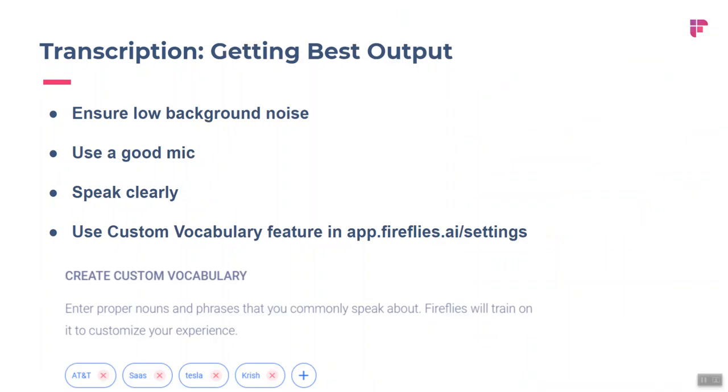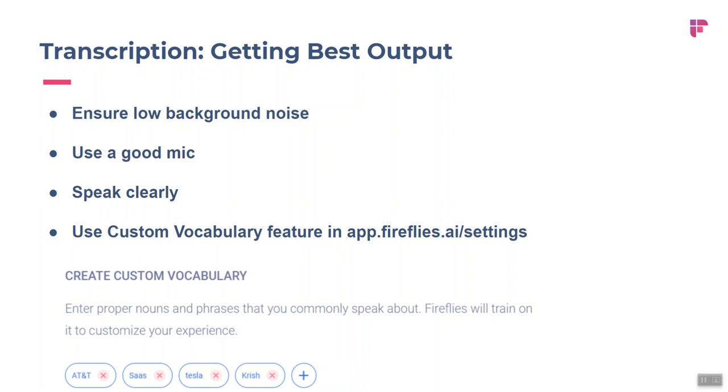So how can you ensure that you get the best output? To ensure the best output, you want to make sure that there's low background noise, that you're using a good mic. Sometimes, if you're a salesperson, you're using a headset. Make sure that you are speaking clearly so that there are no slurs or overlap in conversation between people. And you can also use our custom vocabulary feature, which is a new thing that we've implemented.